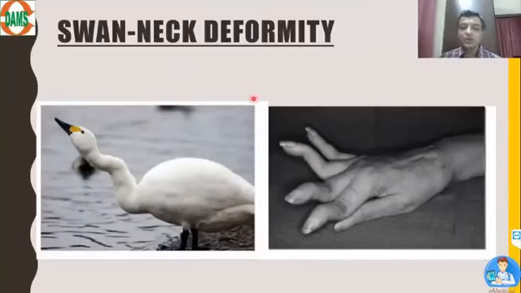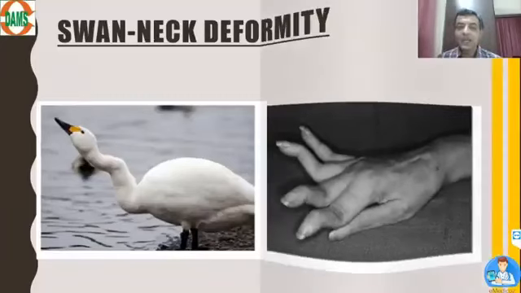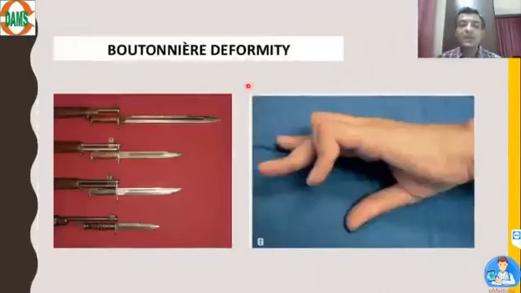So the two common small joint deformities are, one, the swan neck deformity, and the other one is the boutonniere deformity. Actually, boutonniere does not mean the sword or the bayonet, but typically this is how you remember boutonniere deformity.